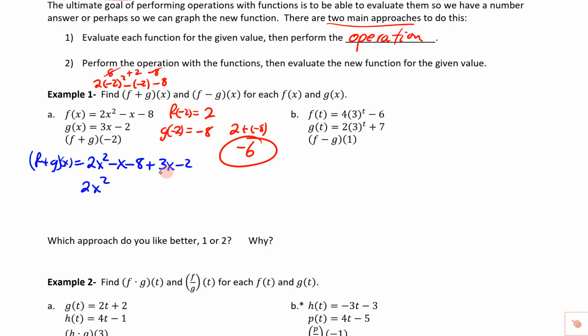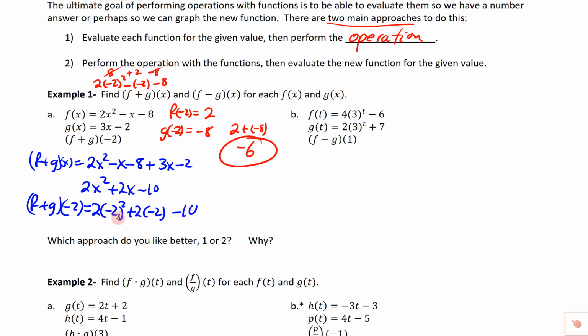Then we're going to do the negative x plus 3x, that's going to be plus 2x, and put the negative 8 and the negative 2 together, we get a negative 10. Okay, so there's the new function. Now we want to evaluate that for f plus g of negative 2. So let's plug in a negative 2. So 2 times negative 2 squared plus 2 times negative 2 and then minus 10.